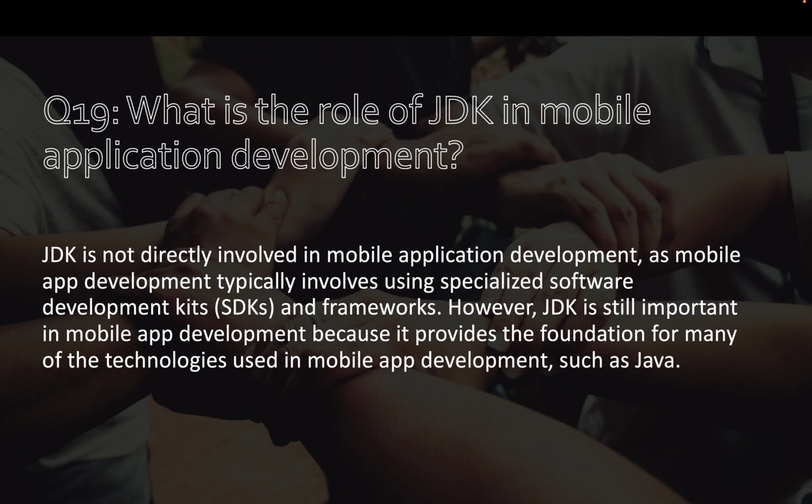Question number 19. What is the role of JDK in mobile application development? JDK is not directly involved in mobile application development, as mobile app development typically involves using specialized software development kits, SDKs, and frameworks. However, JDK is still important in mobile app development because it provides the foundation for many of the technologies used in mobile app development, such as Java.